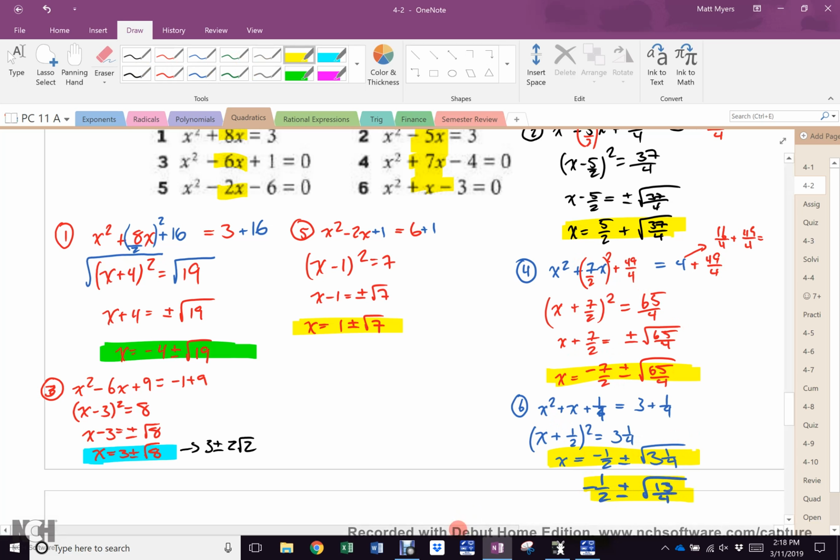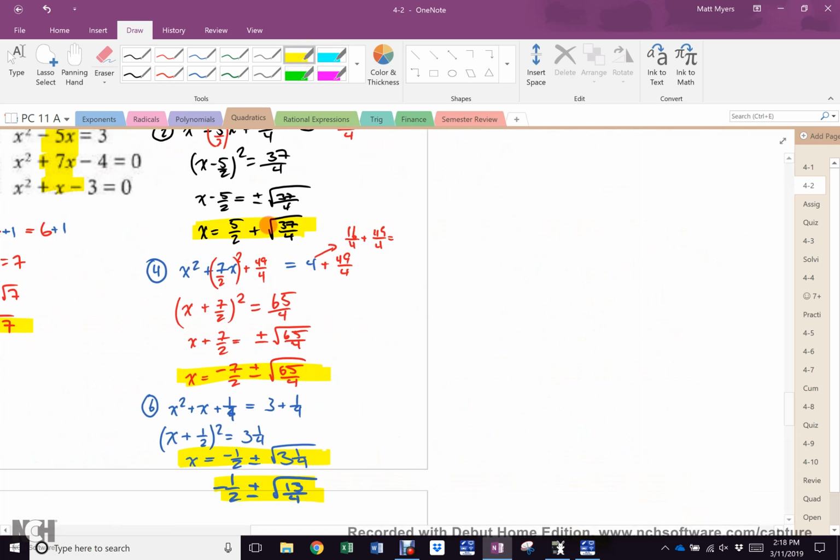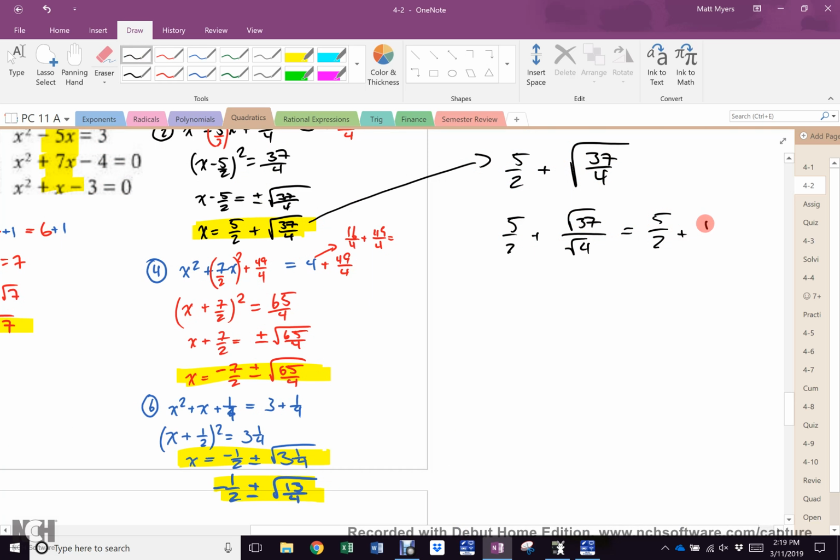Now, just to let you know, this guy right here, 5/2 plus root 37/4. What is the square root? This is really 5/2 plus root 37 over root 4. Yes? Root 4 is really what? So it's 5/2 plus root 37/2. So it's 5 plus root 37, plus or minus root 37, I forgot the minus, over 2. That's the best answer to clean up that radical in the denominator.